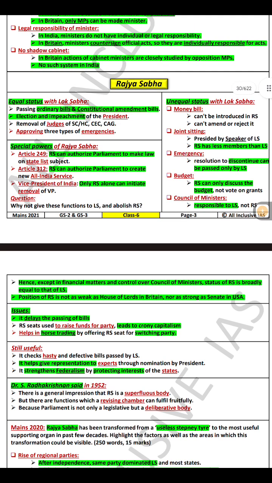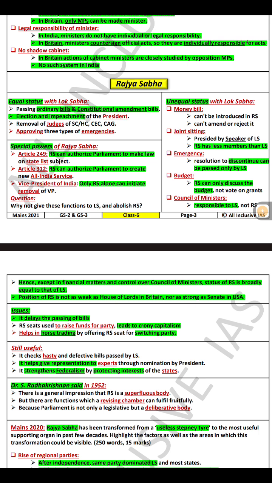Special power of Rajya Sabha. Article 249: Rajya Sabha can authorize Parliament to make law on state list subject. Article 312: Rajya Sabha can authorize Parliament to create new All India service. Vice President of India: only Rajya Sabha alone can initiate removal of Vice President.